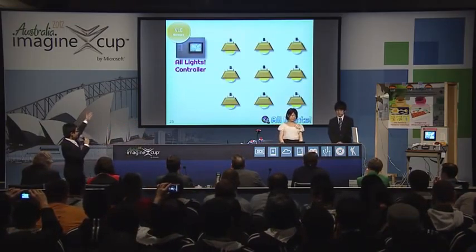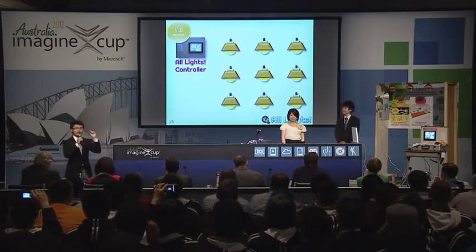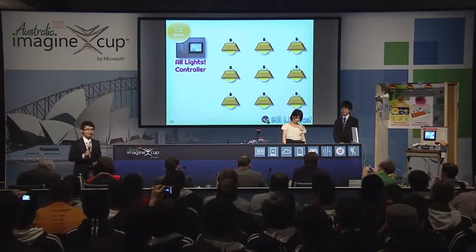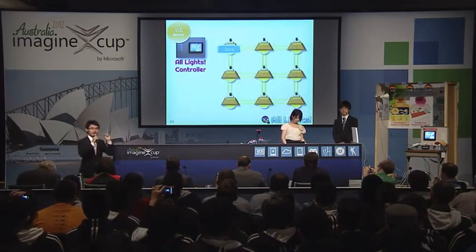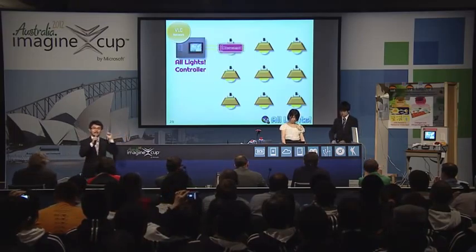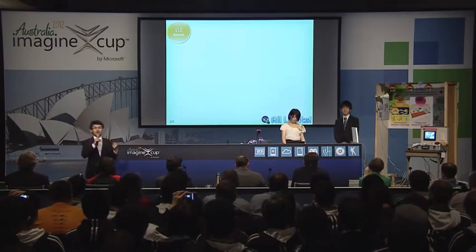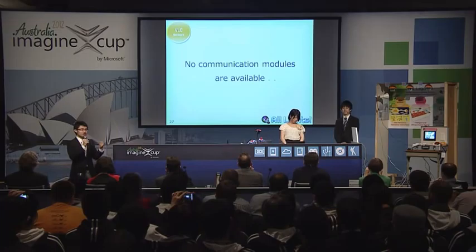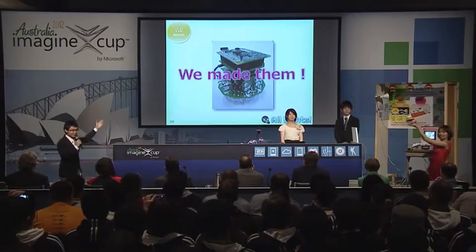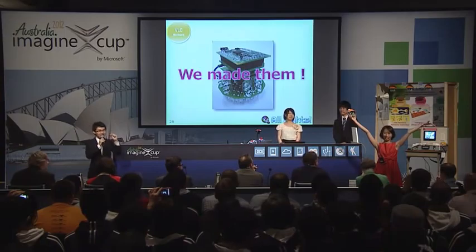Now, let us take a look at this. This is a network built using VLC. We call it the VLC network, or Visible Light Communication Network. All Light Controller can collect the brightness data from the VLC network and control the dimming of each LED lamp. However, VLC is still a new technology, so there are no communication modules available in the consumer market. So, we made them ourselves. The modules use the LEDs as transmitters and receivers respectively.